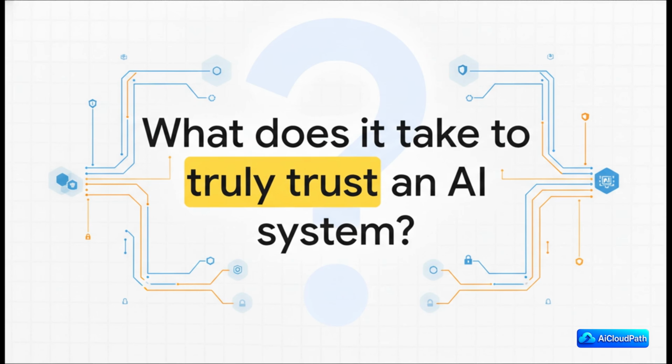So it really all comes down to this one big question. I mean, we see AI doing all this incredible stuff, but how do we know we can trust its answers? How do we make sure that trust is built in from the ground up? Well, that's exactly what we're going to unpack together.